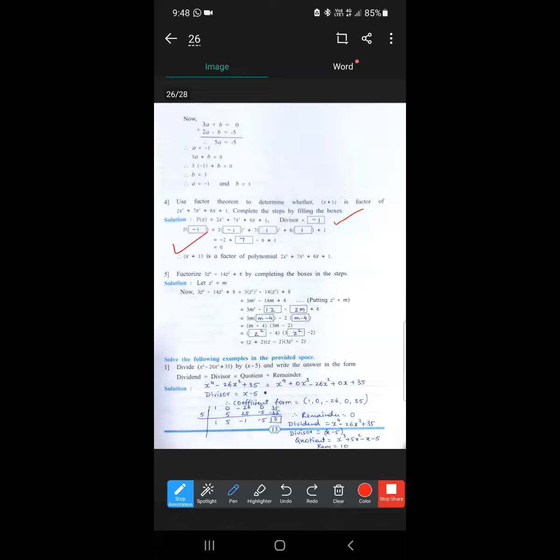So p of minus 1 equals 2 into bracket, the box given, that is minus 1 cube, plus 7 into minus 1 square, plus 6 into minus 1, plus 1. Okay. So minus 1 cube will be minus 1, whereas the square of minus 1 will be 1. The cube of any negative number is negative, whereas the square of any number is always positive.